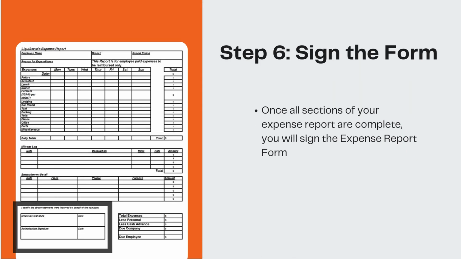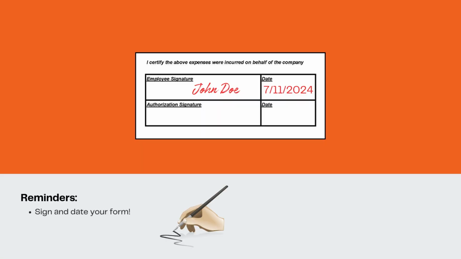Now that John has completed all the sections that he can, he just needs to sign his report. John signs his full name and puts the date that he is signing and submitting the form.